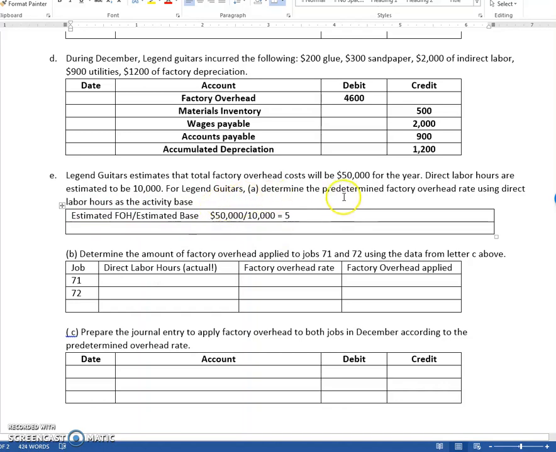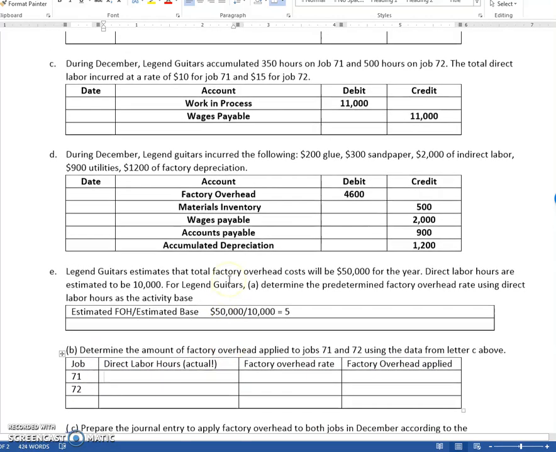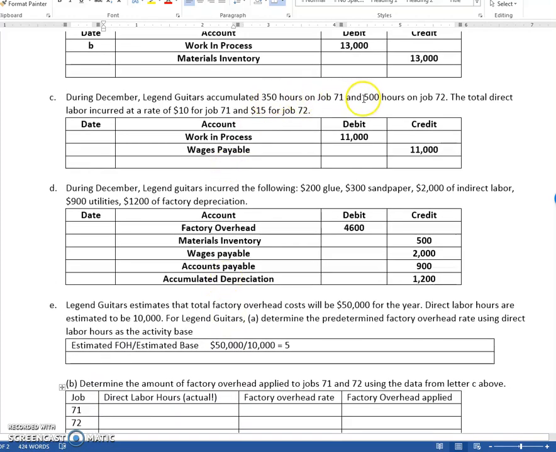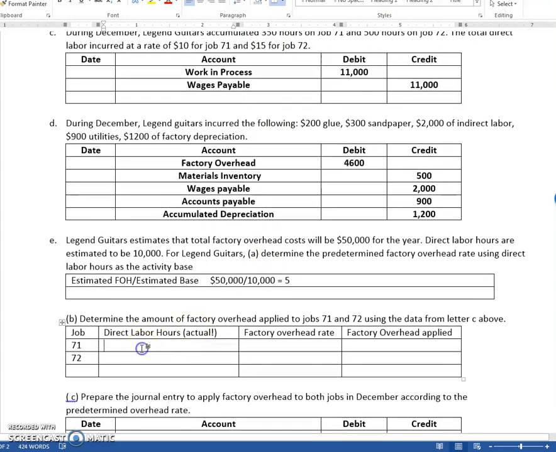How do we apply that? What we do is we take actual direct labor, whatever our base is, times our rate, and that's how much we're going to allocate this period. So let's look and see how this works. For job number 71, our actual direct labor hours, we can go up here and find, were 350, because that's how much I actually had. My rate is $5, so when I say 350 times 5, I get $1,750. So that's how much of the factory overhead I'm going to allocate to job 71.